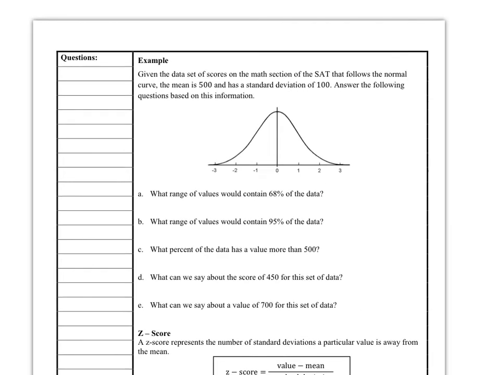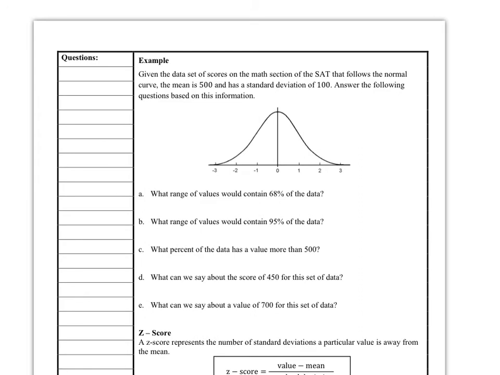So it says, given the data set of scores on the math section of the SAT that follow the normal curve, the mean is 500 and it has a standard deviation of 100. So I'm going to put some scores right on this bell curve right here. So these 0, 1, -1 are standard deviations. 0 standard deviations, 1 standard deviation, 2 standard deviations, 3 standard deviations. Same thing on the left side. 1 standard deviation to the left, 2 standard deviations to the left, and 3 standard deviations to the left.